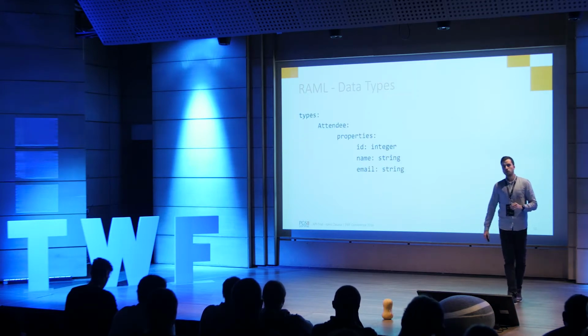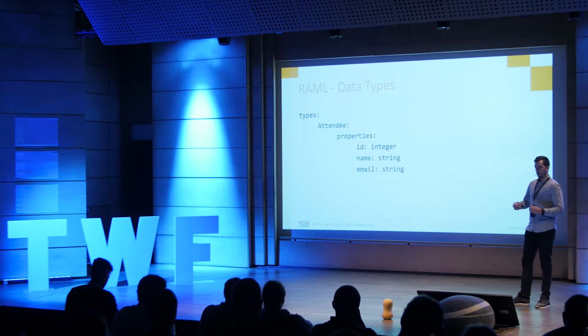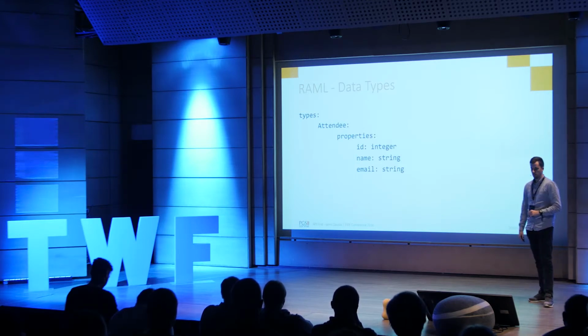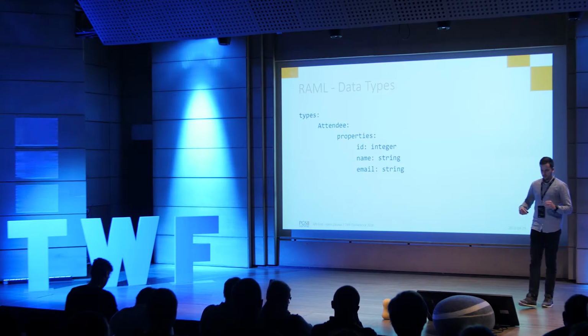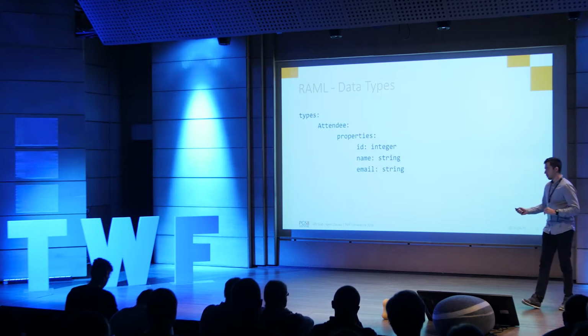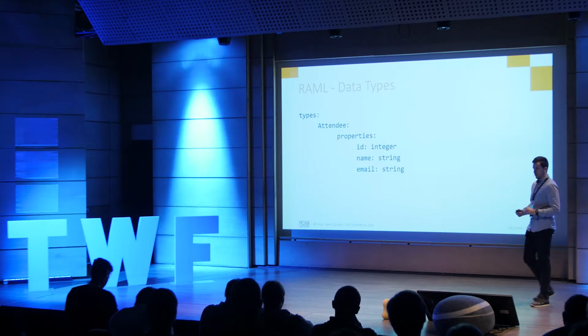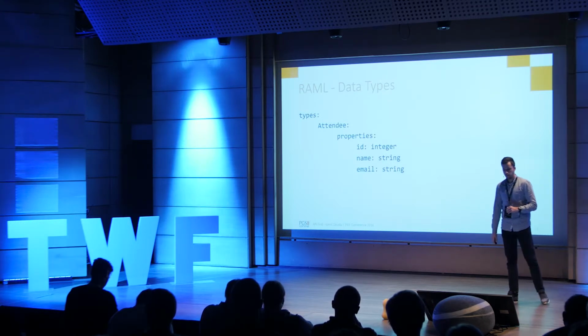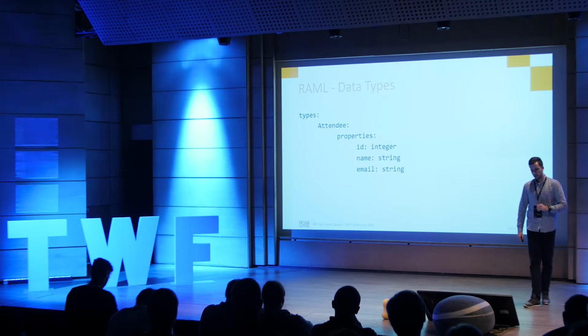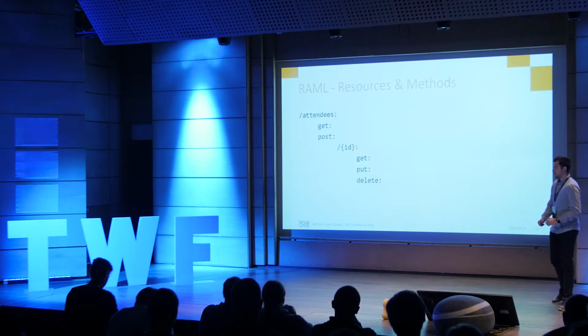Then we have to specify the type of data which we'll have in our API. We can do this with data types. This is a new feature in RAML, and here we have defined an attendee type with properties ID, name, and email. Then we can go to defining resources.